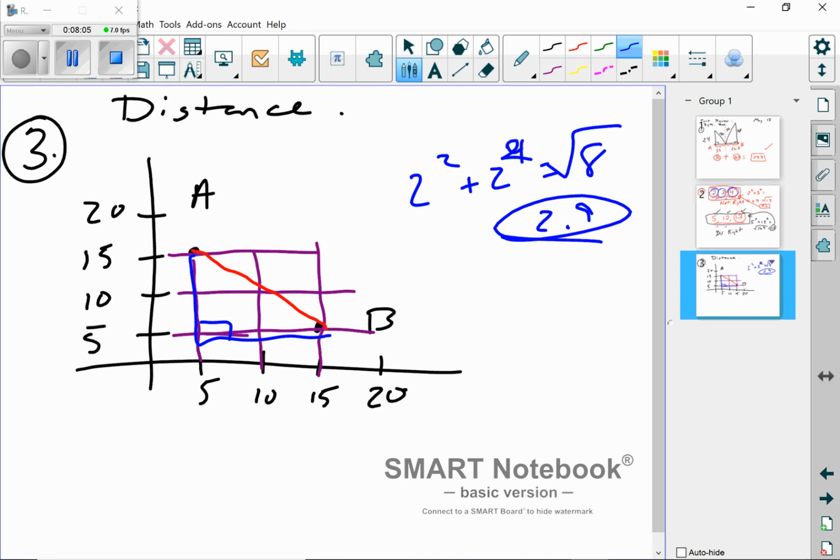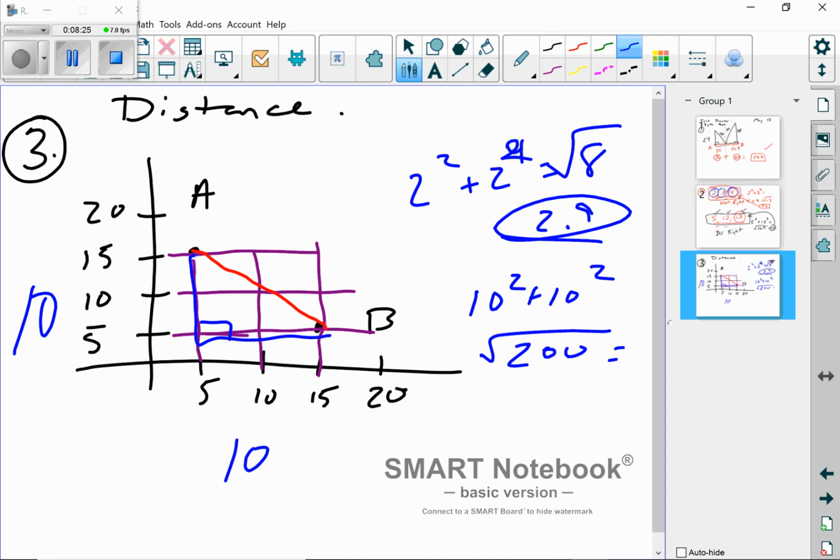If you want to count blocks, you have to count the right scale. So this would be 5 blocks, 10 blocks. So this side of this triangle would be 10. This side would also be 10. So we would actually have 10 squared plus 10 squared, which is 100 plus 100, which is 200. And the square root of that is somewhere in the neighborhood of 14.2. Let me look it up. 14.14, right?